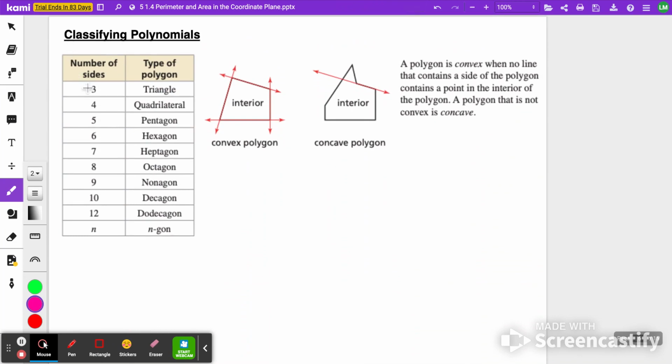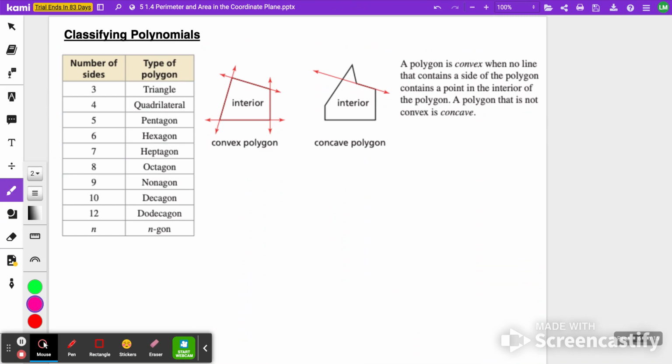We have 3 sides, a triangle, 4 sides, quadrilateral, and then we continue to go down the list all the way down to 12 sides. N sides just represents whatever that number is, N-gon. So if we have 13 sides, because it's more than 12, it'd be 13-gon or whatever. So essentially you're just adding GON at the very end. I think that's right.